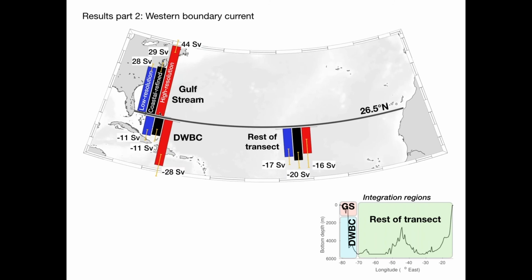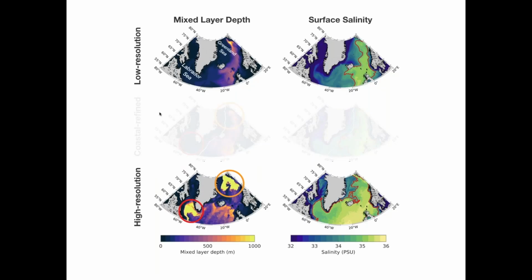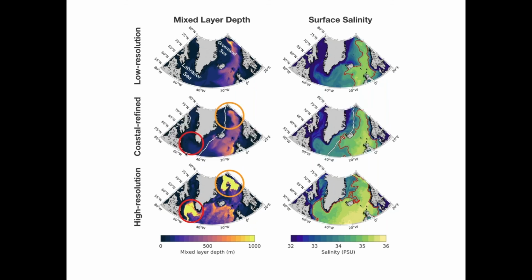So when we go up and look at the deep water formation regions, this starts to make sense. In low resolution, the main deep water formation regions are way too fresh and the mixed layer is much too shallow, so there's no deep convection happening. And unfortunately, even though we have high resolution in the Labrador Sea in coastal refined, we're not getting that deep convection and we're getting much too fresh surface water in the Labrador Sea. I would argue, as a working hypothesis, that this might have to do with the path of the Gulf Stream.